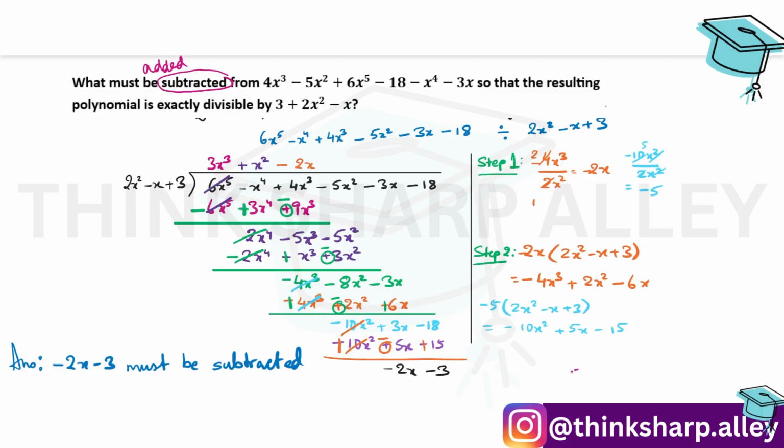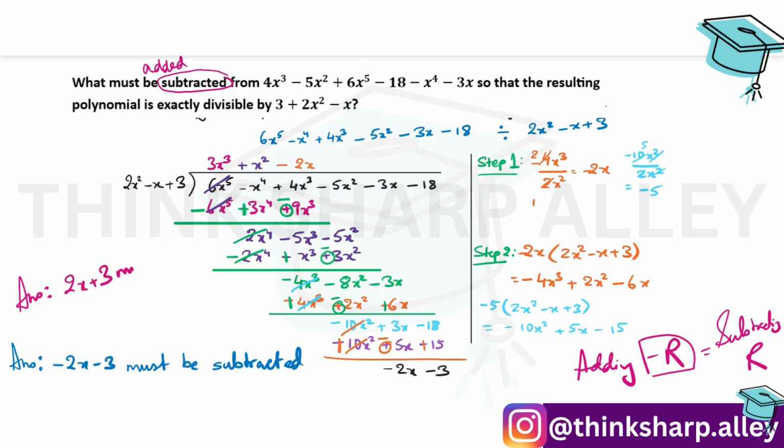So when we are adding, let's say, minus r, it means subtracting r, right? It is same as subtracting r. So when we add the negative of the remainder, we are actually cancelling it out and the remainder becomes 0. So here the answer will be, negative of the remainder means we change the sign of each and every term. So it becomes 2x plus 3 must be added. In case our question comes like this, what must be added instead of what must be subtracted.